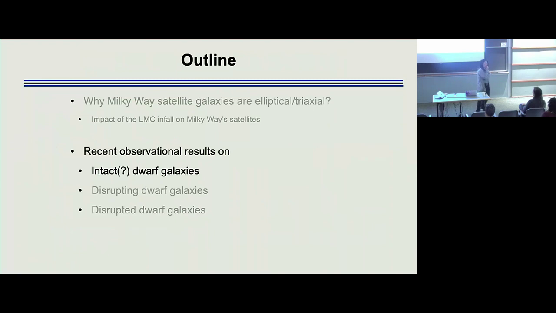Okay, now I'm moving on to the next part of my talk, where I want to show you some of the observational results on three different categories of dwarf galaxies. And I'll go through them very quickly. The first part is on the intact dwarf galaxies. If you still think they are intact, maybe not based on the first part of my talk.